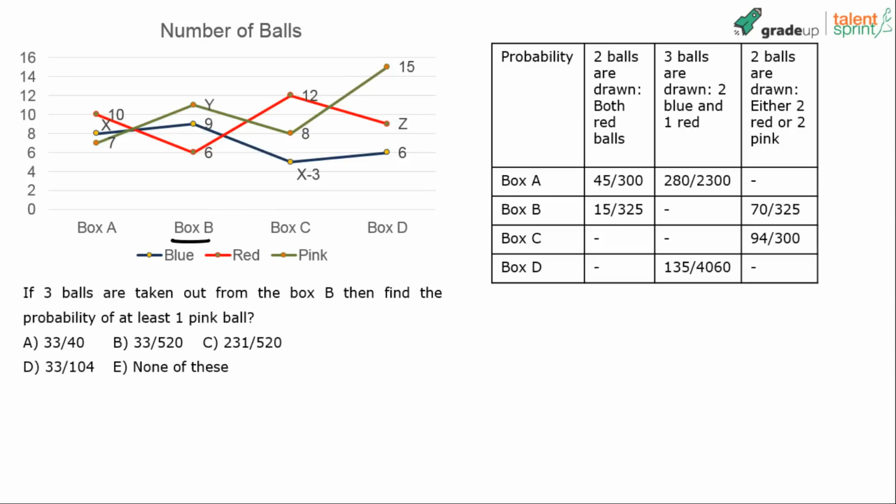Got it? Waiting for answers. 3 balls are taken out from box B, then find the probability of at least 1 pink ball. A simple question, all you have to do is find out the number of pink balls in box B. Y is missing, right? So that Y needs to be worked on. Anybody who's got the answer?